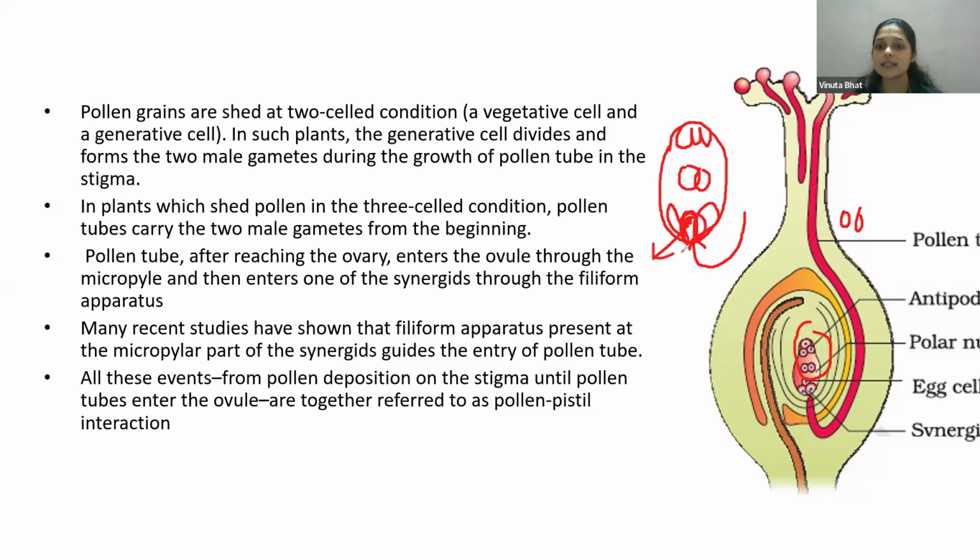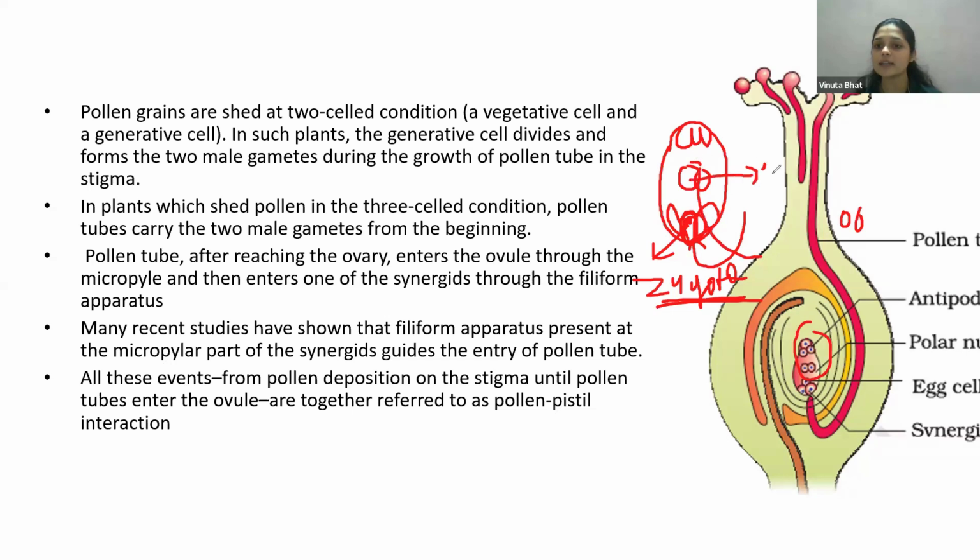So that leads to the zygote. The one male gamete that fuses with the egg cell in the egg apparatus, that leads to the zygote. Male and female gamete, what has happened? They fuse. That leads to the zygote, and another male gamete is there, right? Another male gamete is there. That male gamete fuses with the central cell.